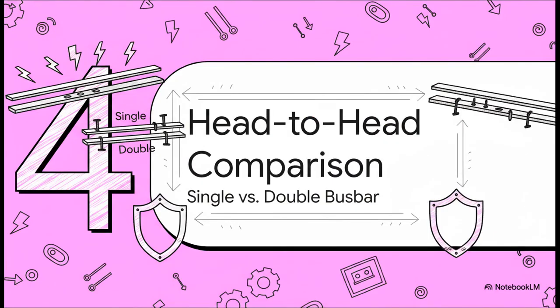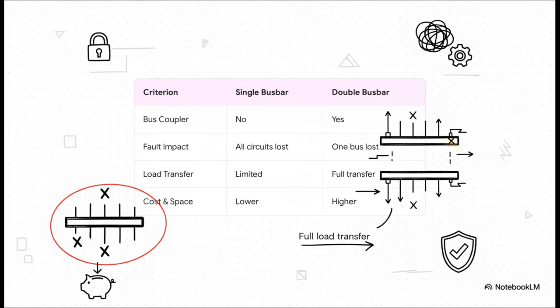All right, it is time for a direct showdown to see what you are really paying for. Let's look at Part 4, head-to-head comparison. So the really crucial point here is that a single bus minimizes your equipment count, whereas a double bus minimizes your operational constraints. If a fault hits a single bus bar, you lose all circuits, period. But if it hits a double bus bar, you only lose the affected bus. The other one remains totally live for a full load transfer. It's a really stark contrast.